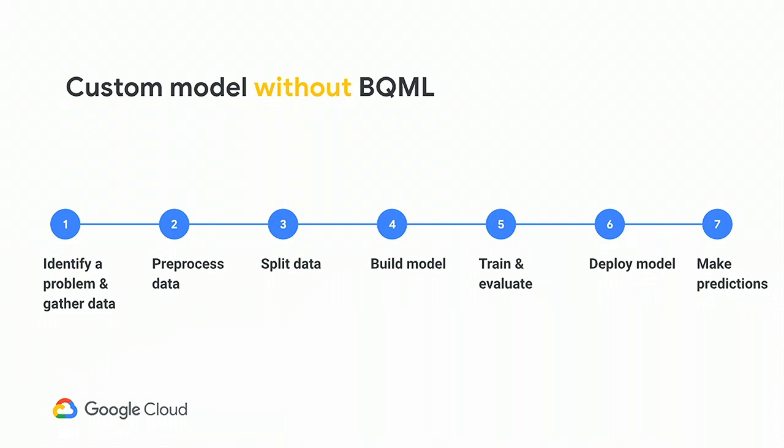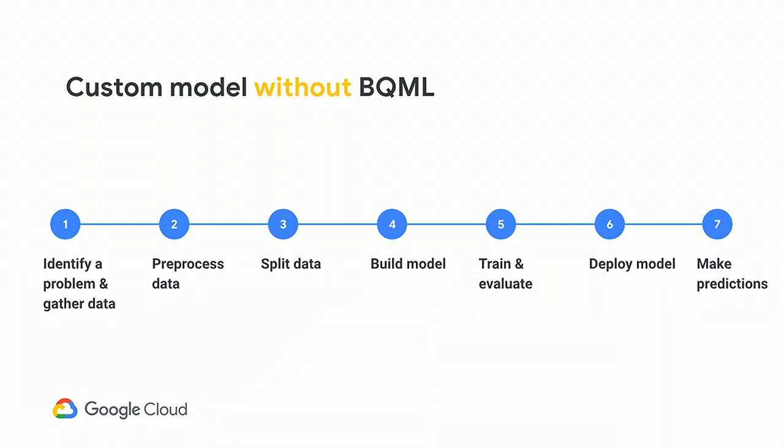So let's talk about the process of how we would build a custom machine learning model without BQML. We would first identify a problem that we would want to solve with machine learning and gather our data. Then we'd pre-process our data, so we'd want to get it into the right format for our machine learning model. So this means if we had categorical data, we would need to one-hot encode that into arrays. Then we would split our data. So an important concept in machine learning is train, test, split. So you take about 80% of your data, use that to train your model, and you set aside about 20% for testing to see how your model performs on data that it's never seen before.